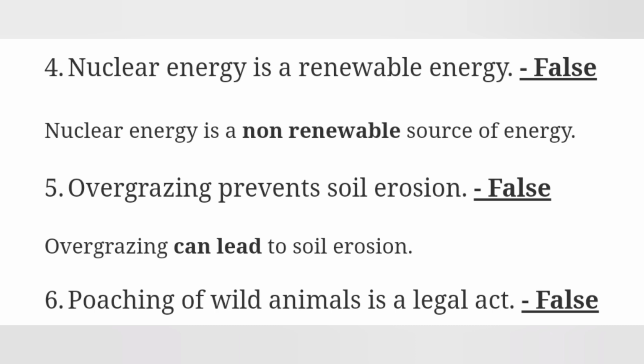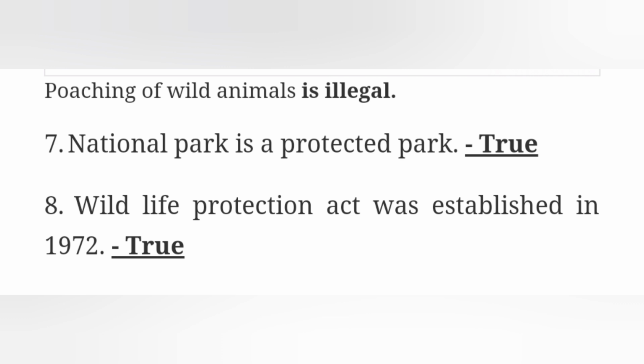The statement is false. The correct statement, nuclear energy is a non-renewable source of energy. Fifth one, overgrazing prevents soil erosion. The statement is false. The correct statement, overgrazing can lead to soil erosion. Sixth one, poaching of wild animals is a legal act. The statement is false. Correct statement, poaching of wildlife is illegal.